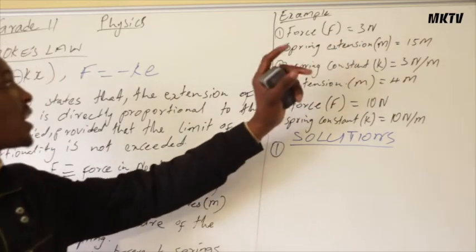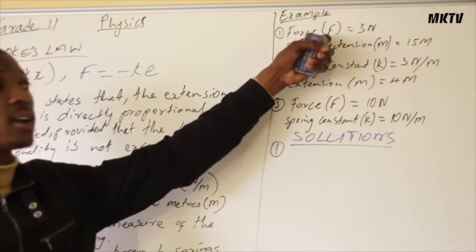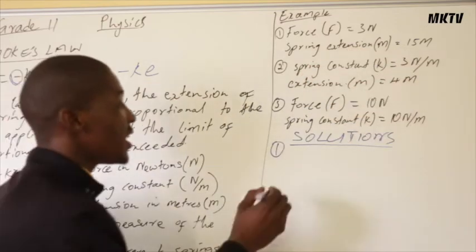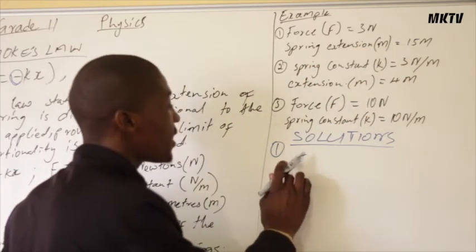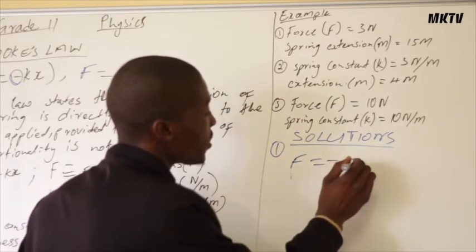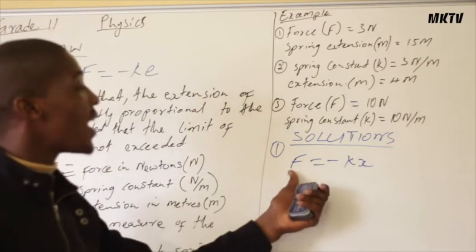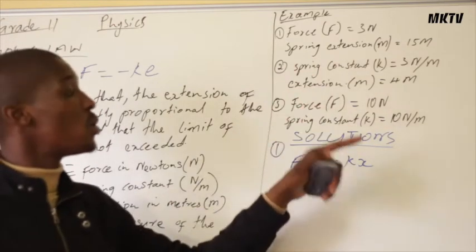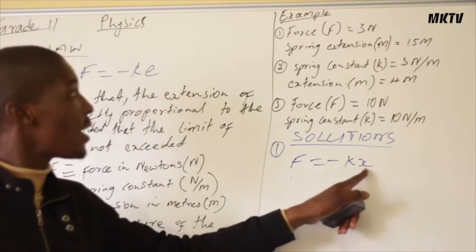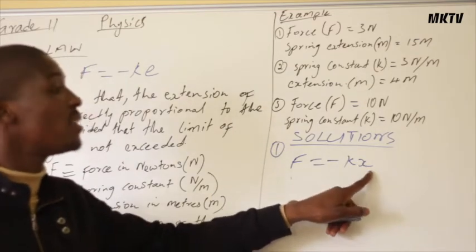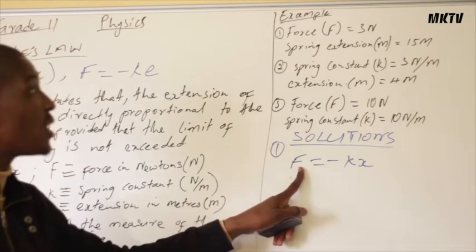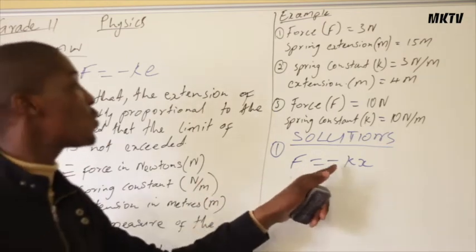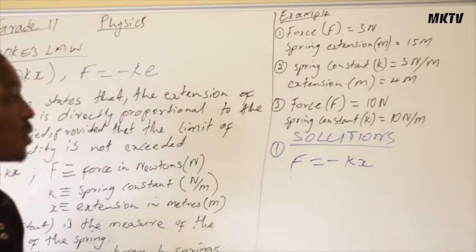We are aware that we are given the force applied, and we are given the spring extension. Let's first start with the equation. Then we are given the force, and we are also given the spring extension. That says we are given the x and the F in the equation.